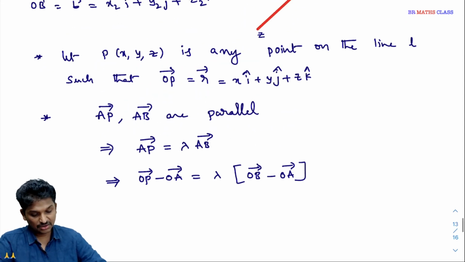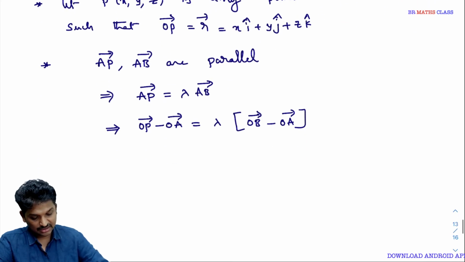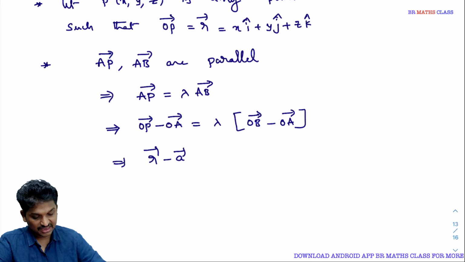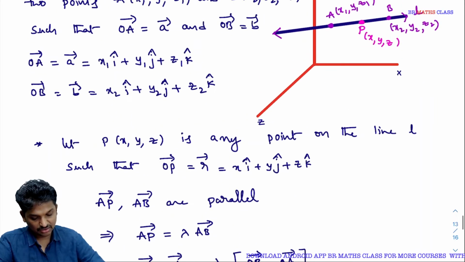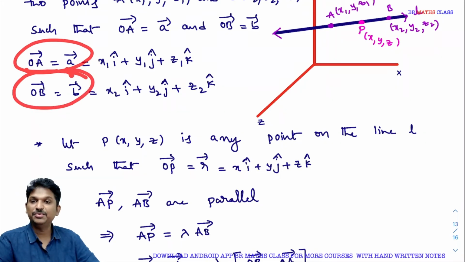What is OP bar? Look here. OP bar is R bar. Okay, I'll write all these things. OP bar is R bar. What is OA bar? OA bar is A bar. Look here, OA bar is A bar. OB bar is B bar. Right?